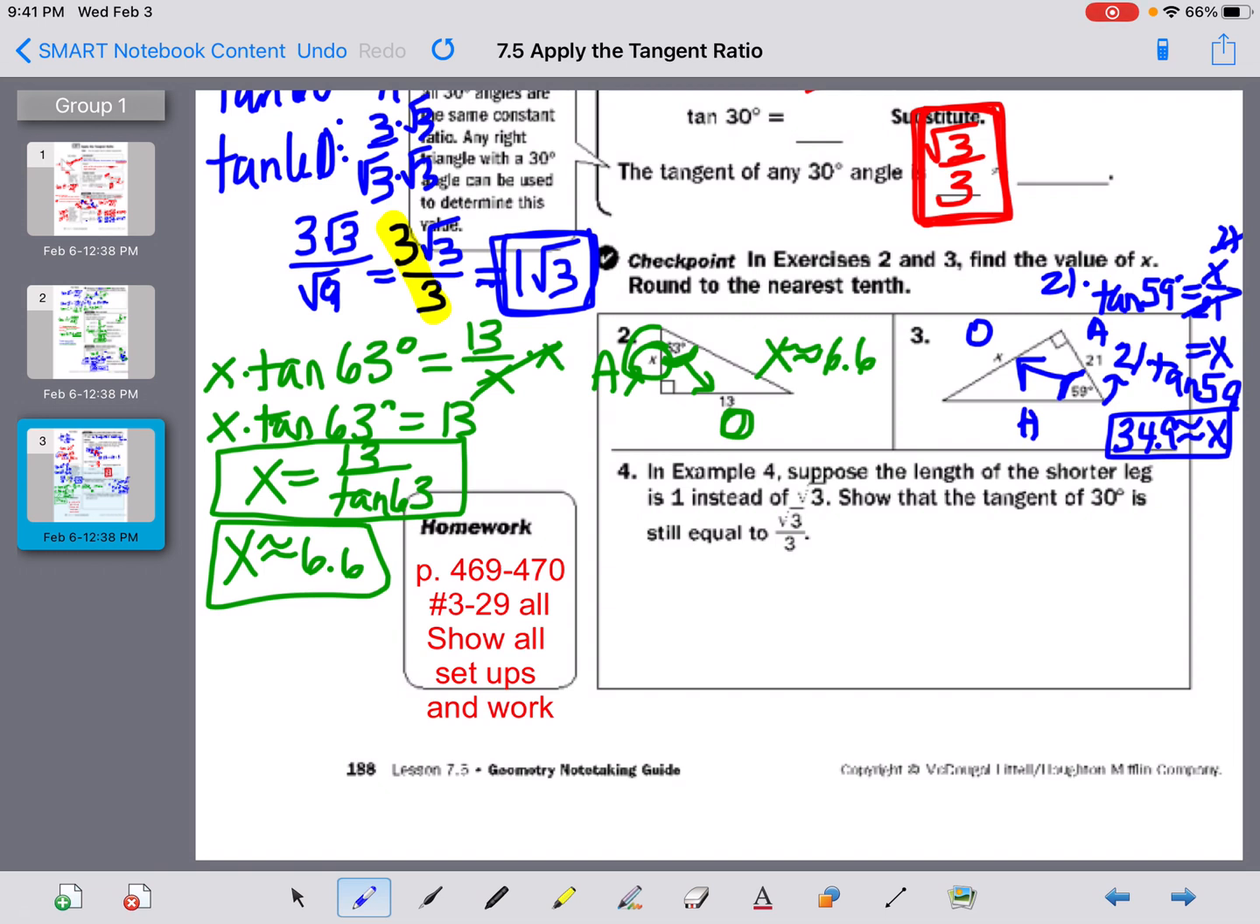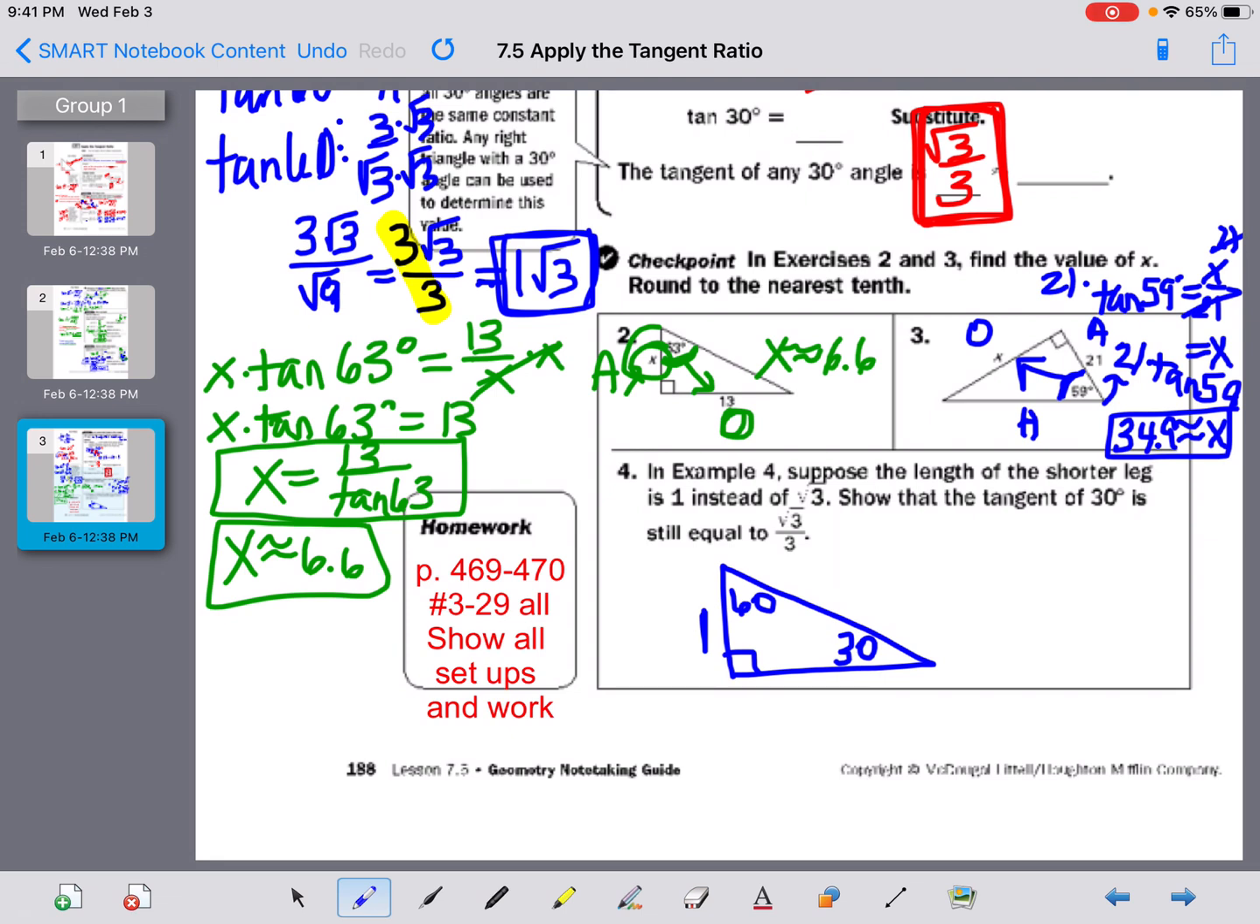last one here. In example 4, that's the one at the top of the page, suppose the length of the shorter leg is 1 instead of radical 3. So again, I told you, if you do a 30, 60, 90 triangle, you get to choose what you call the short side. So up at the top, the book called the short side radical 3. This time the book says, what if we called the short side 1? And I'm going to be honest, guys, that's what I normally call it. I just make it small, I make it 1, and then I find out the rest of my sides.